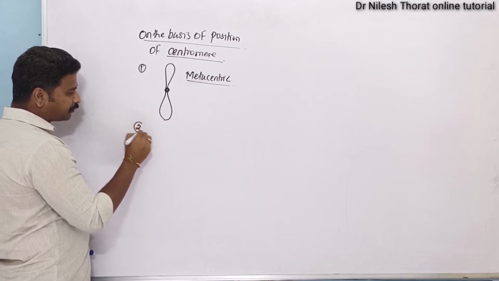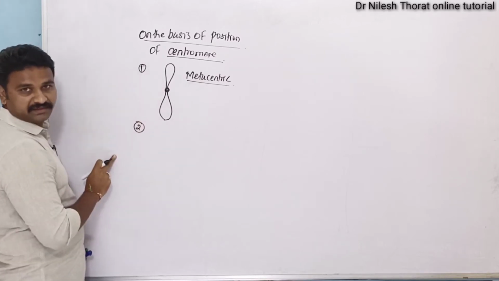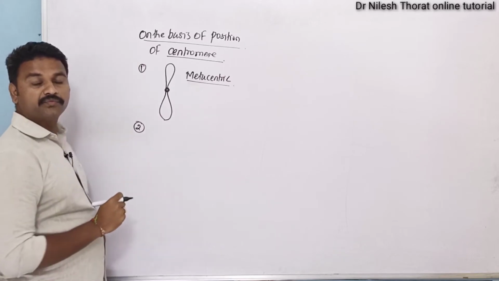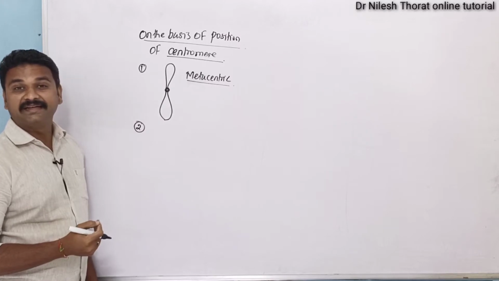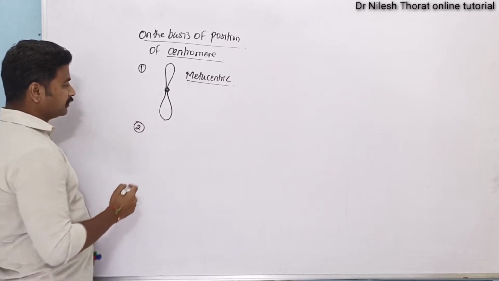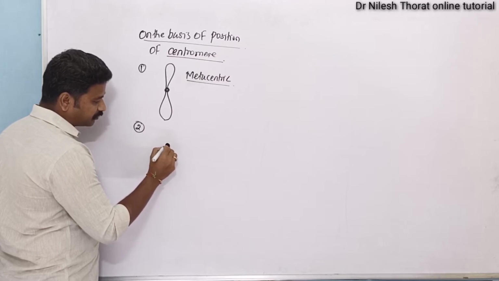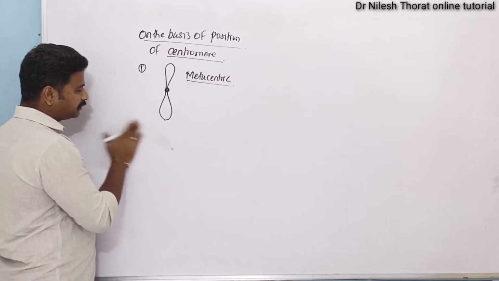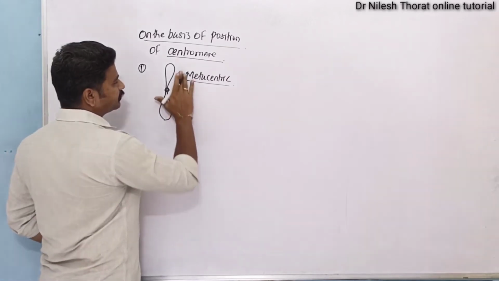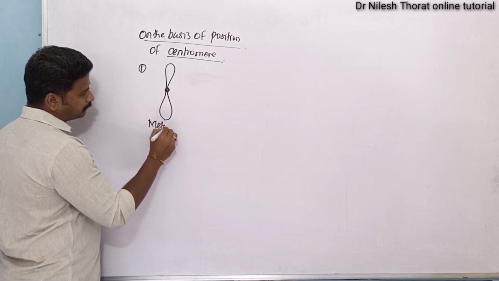The second type of chromosome is one in which the centromere is slightly shifted towards one side, so it will produce one arm slightly shorter and one arm slightly longer. Such a type of chromosome is called a submetacentric chromosome. So this centromere is shifted slightly upside. Let me show you here. So here we are writing, this is a metacentric chromosome.